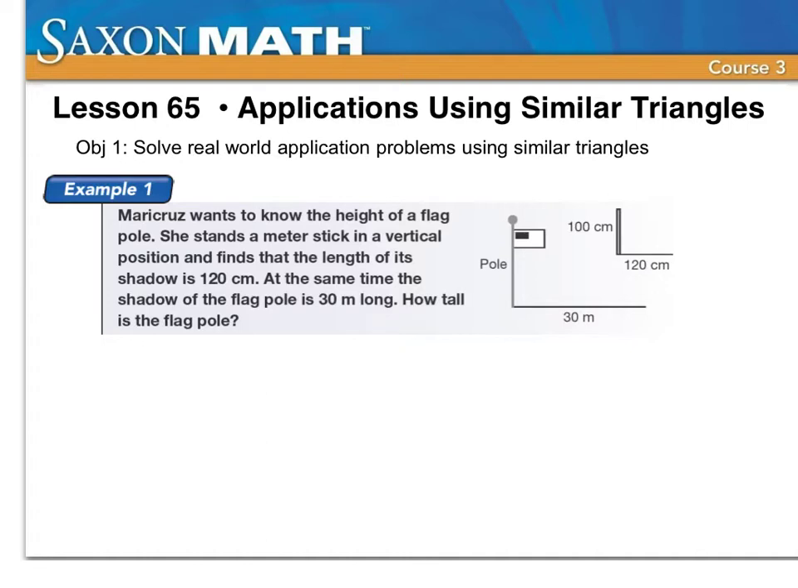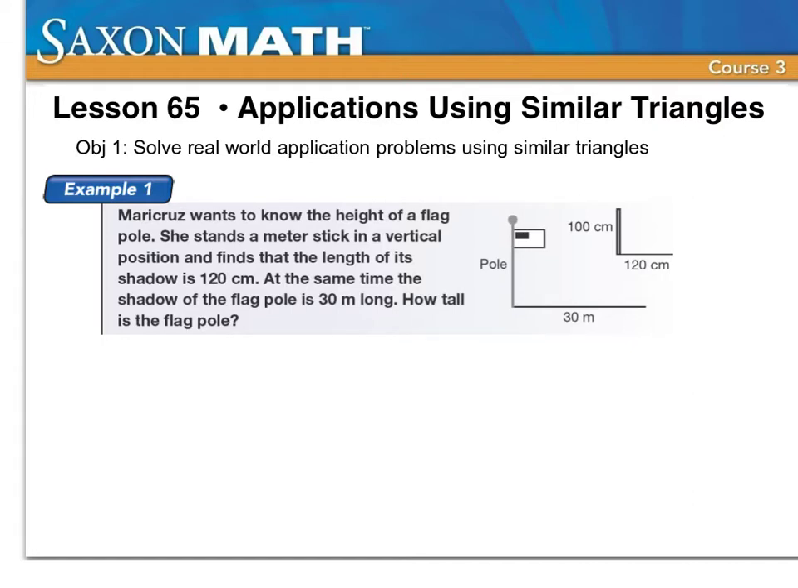is the flagpole. Okay, now you might be asking yourself, if Mary Cruz wants to know the height of the flagpole, why would she measure its shadow and then stand a meter stick in the ground and measure its shadow? Well, it's not very logical for us to think that Mary Cruz could take a measuring tape and climb herself up the flagpole to see how tall it is. So she's got this idea of something she might have learned in math class, and we're going to use similar triangles to solve this.